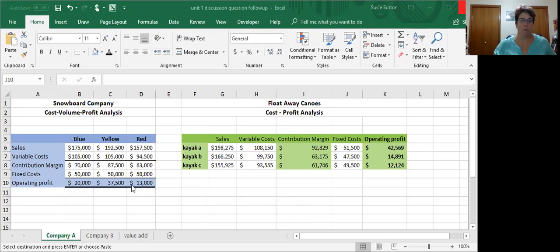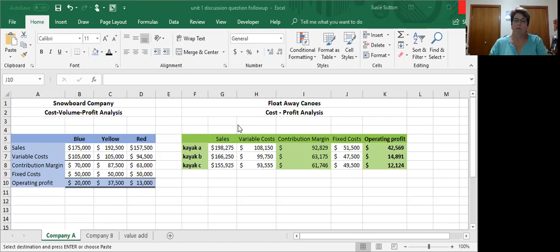The snowboard company, they look at their cost, volume, profit. They have their sales, variable cost, contribution margin, and getting operating profit. For their blue, yellow, and red lines, theirs just go vertically, but the numbers are horizontal by product line.